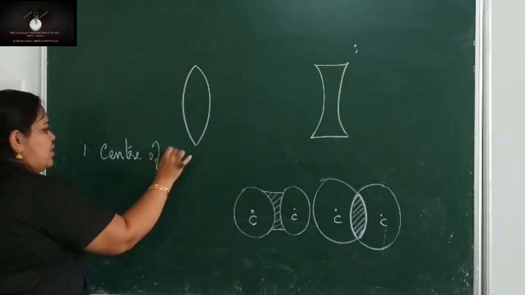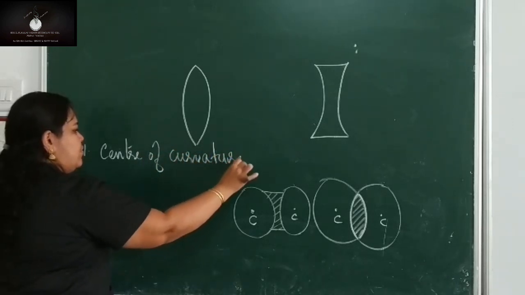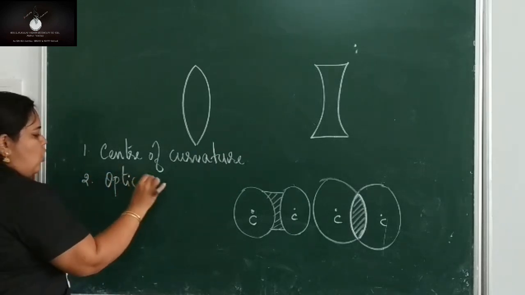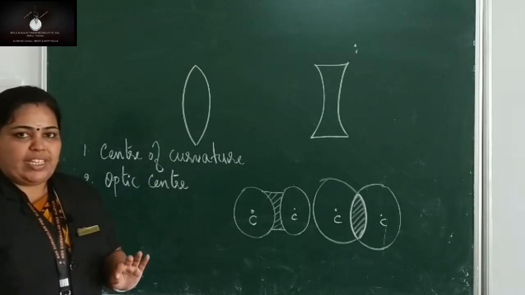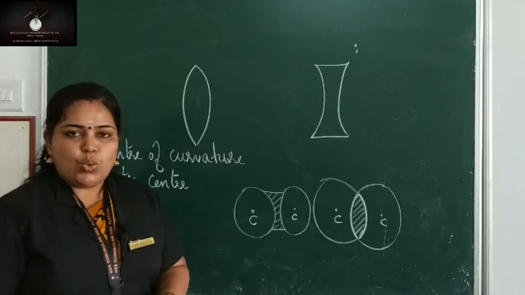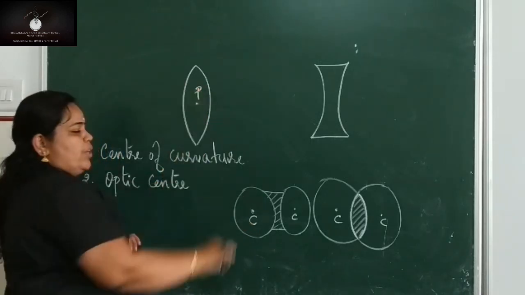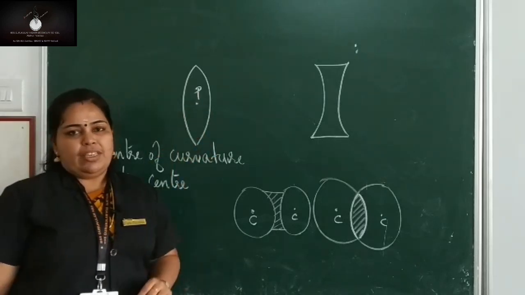Center of curvature. Second one, optic center. All these things are familiar to you while studying reflection of light, isn't it? What is optic center? Midpoint of the lens is known as optic center, denoted by the letter P.